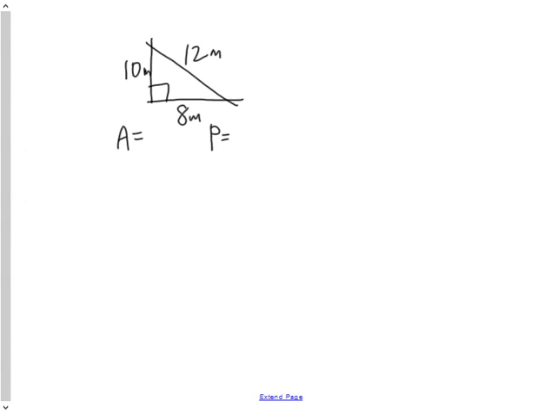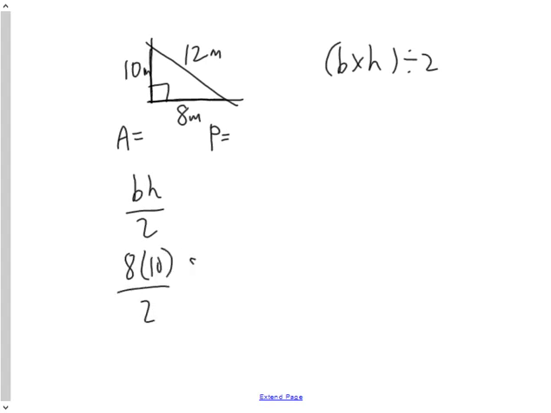So the first question gives you a triangle and asks for its area and perimeter. The area of a triangle, which you learned last year, is base times height divided by 2, or sometimes you showed it like this in brackets, but both mean the same thing. The base is 8, the height is 10, 80 divided by 2 is 40, and therefore the area is 40 square meters.